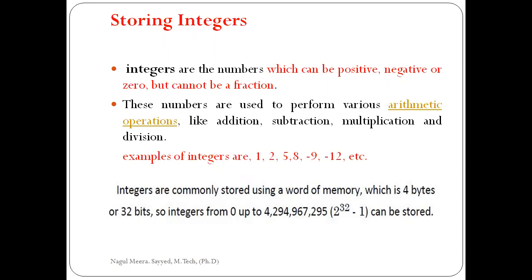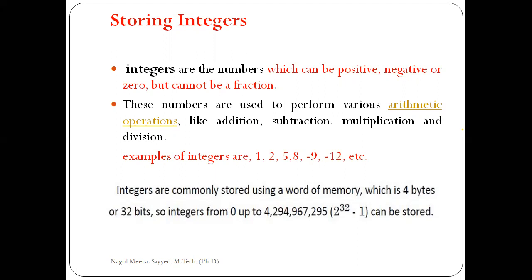Fractions are nothing but numbers with points: 1.2, 3.5, 10.5. Those are all fractions. Integers are only simple numbers, but not fractional. So why do we use integers? Integers are used to perform operations in the program, which may be arithmetical operations like addition, subtraction, multiplication, division, and percentage.